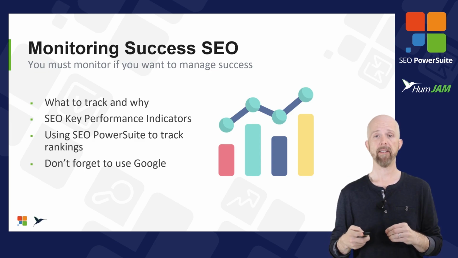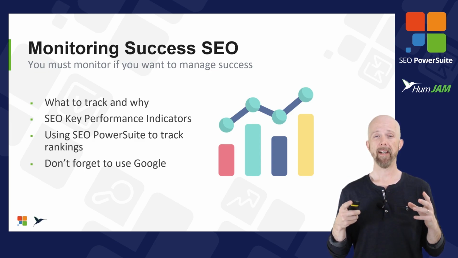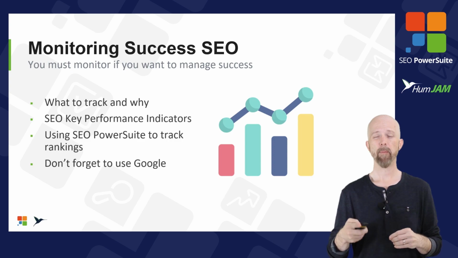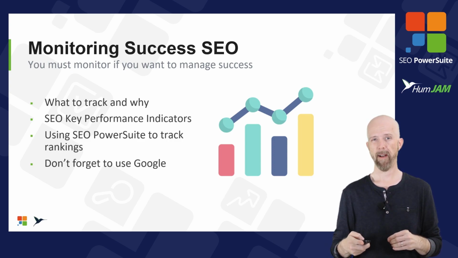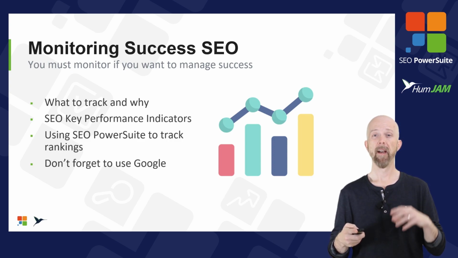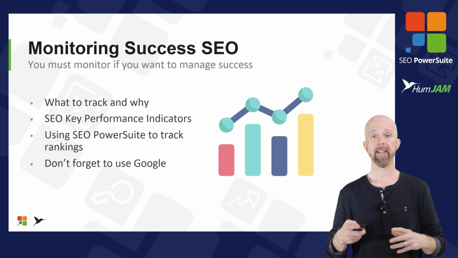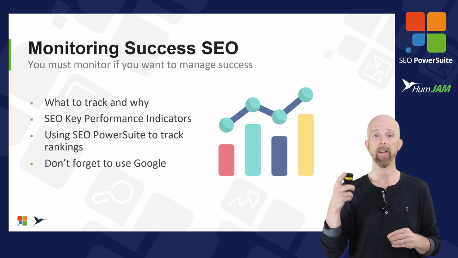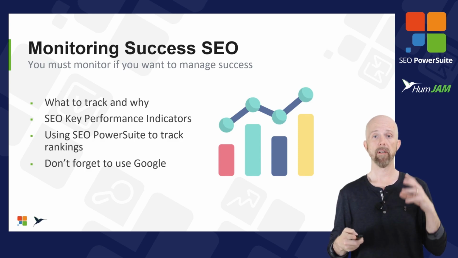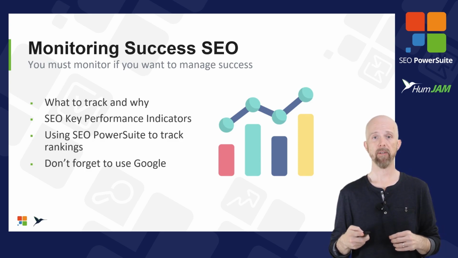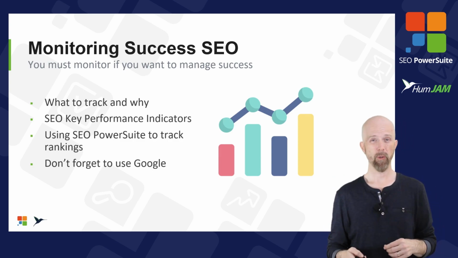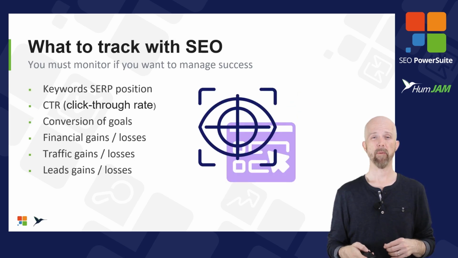The monitoring SEO success here is we want to put together the key performance indicators that we talked about in the last video. We want to see what the metrics are and the things that we want to monitor. We want to see what to track and why. We want to look at these key performance indicators, and then we want to use SEO PowerSuite to track these results, and don't forget to use Google and their analytics to track the results as well.